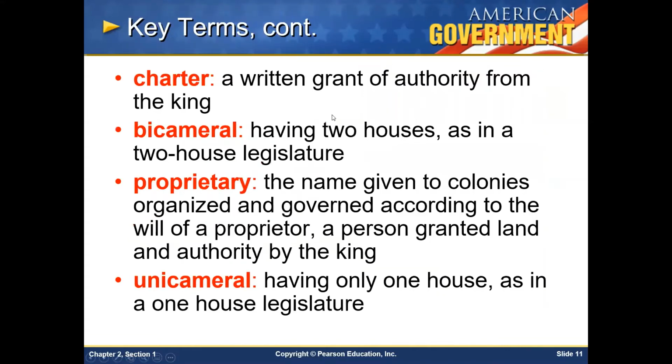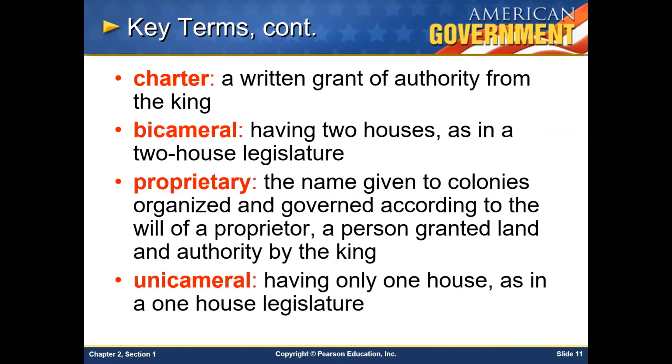Okay, so normally this would be it with the notes, but this would be day 2. We're getting them all done at once. So you've got several more vocabulary terms. Again, we'll put each one of these in context within the notes, but you've got a charter, which is a written grant of authority from the king. So it's like a contract. You have bicameral. So bi means 2, cameral means houses. So bicameral is 2 houses, a 2-house legislature.